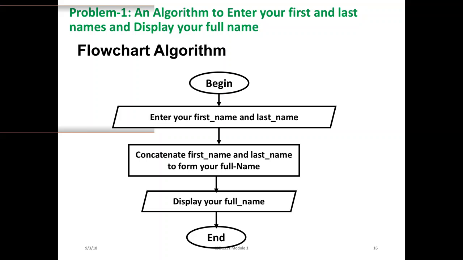Operations are rectangular, and begin and end are oval shape. Very simple, right? And why do we use arrows? To show the direction. That means begin is our first step, then the second one will be enter first name and last name, and after that we have concatenate first name and last name.